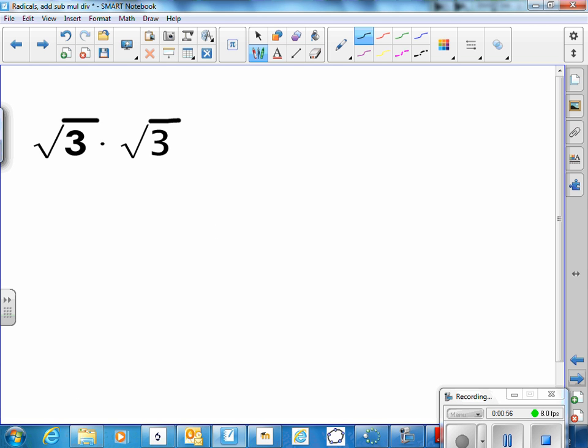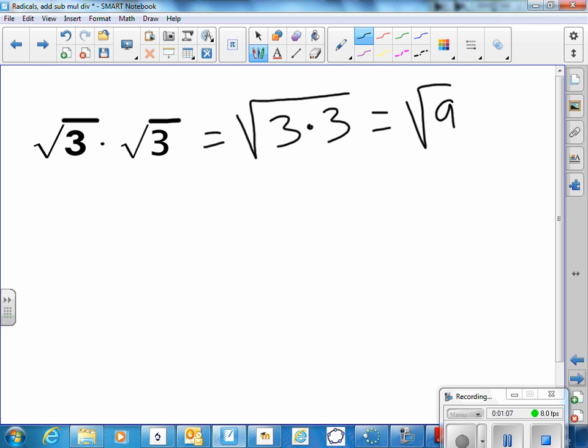So if I were to multiply two radicals, I can put them under one radical as the square root of 3 times 3, which is the square root of 9, which is 3. So you might be able to see that you really don't need to multiply because these radicals are the same, but if you don't notice that, it's okay, you'll get there.